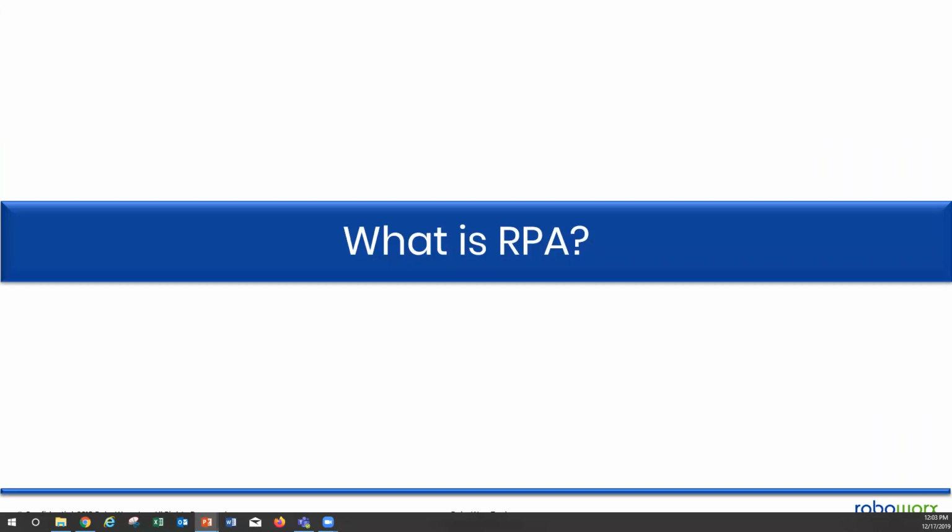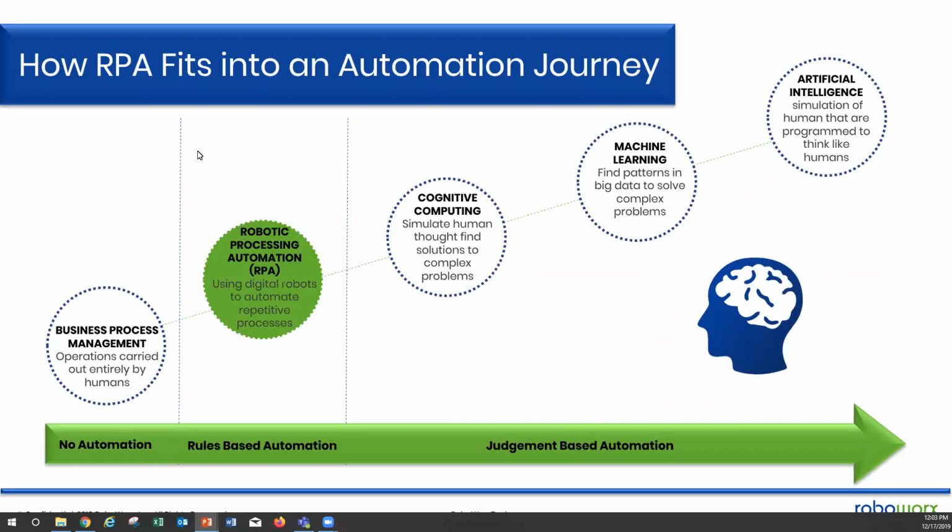So what is RPA? And how does it fit into the journey? Today we're all hearing about robots. The robots are coming. I need to get automated. Where do I start? It's a little bit overwhelming. We know it's happening. So this slide talks a little bit about how RPA fits in that larger landscape. Going from left to right, on the left-hand side is the way many companies are working today, where there's really no automation, at least not in this context. The next phase is rules-based automation, and then it moves into judgment-based.